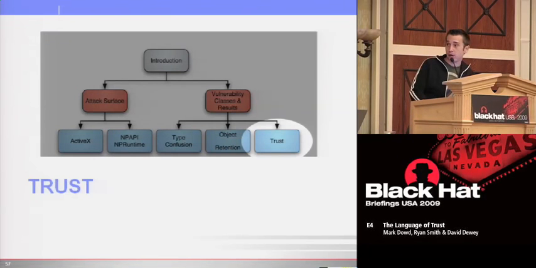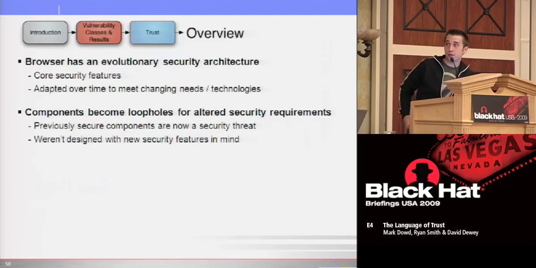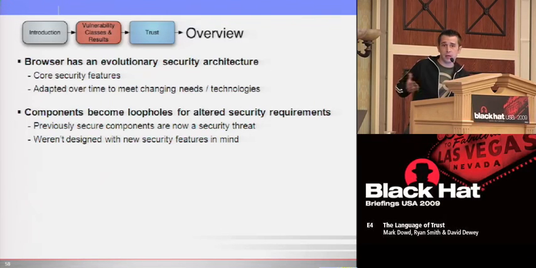So the next thing we're going to talk about is trust. The browser has evolved over time. It used to just be static HTML pages, and increasingly there's more and more content being included. Because of that, the security mechanisms involved with the browser have evolved over time. They've been adapted to meet the changing needs of these technologies. As this has happened, the components can actually become loopholes for the altered security requirements. If a plugin was originally programmed to not necessarily support a certain protection like ASLR or DEP, it can be used to bypass those types of security mechanisms.